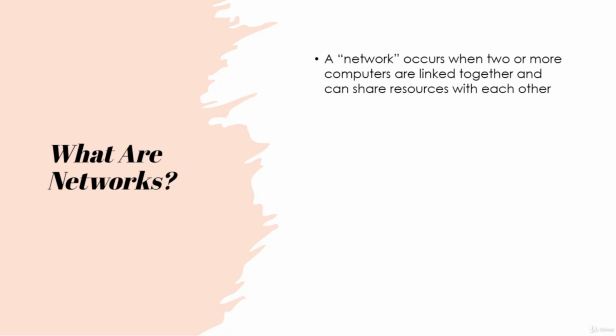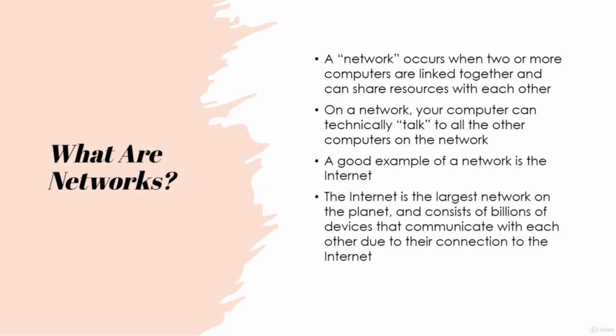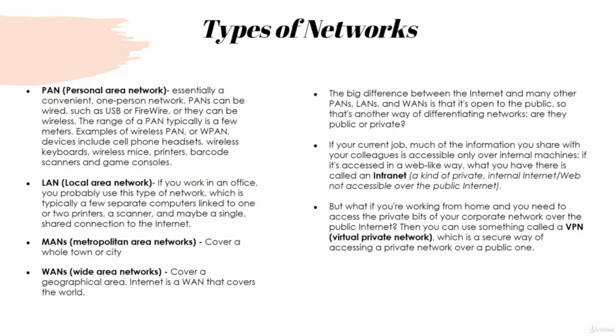So a network occurs when two or more computers are linked together and can share resources with each other. On a network, your computer can technically talk to all the other computers on a network. If they're all connected, then they can communicate back and forth and get access to different types of information. A good example of a network is the internet. The internet is the largest network in the world, and it consists of billions and billions of devices that communicate with each other due to their connection through the internet.